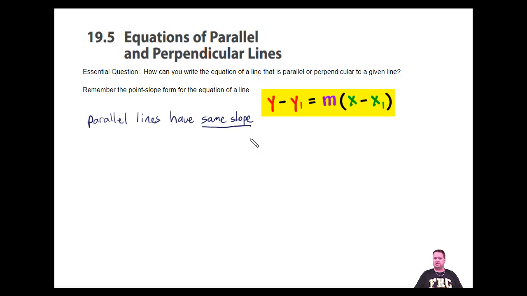So anytime we see a slope, for example, if the slope is 3, then any line that's parallel to that is also going to have a slope of 3. And the other big takeaway from this is that perpendicular lines have slopes that are called opposite reciprocals.